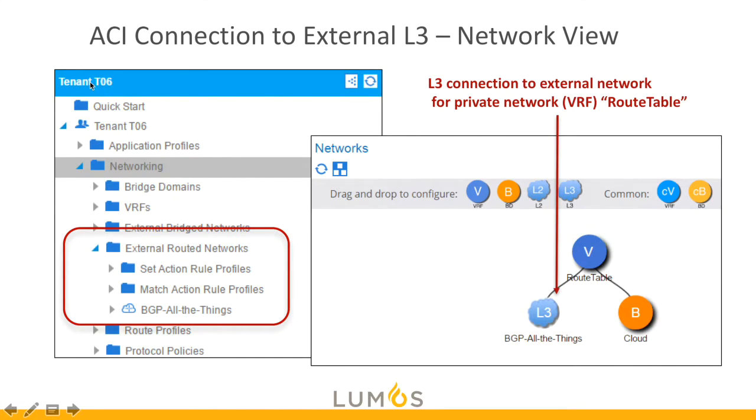Typically, we'll go into Tenants, and then here's tenant T06 under Networking. We saw the external bridge networks before, and now we have external routed networks. So we've got an external routed network called BGP all the things. Here if you click on Networks, you'll see we've got VRF, bridge domain, L2, and L3. So we have our L3 out, called BGP all the things, connected to the VRF route table. And then under the VRF route table, we have a bridge domain called cloud.